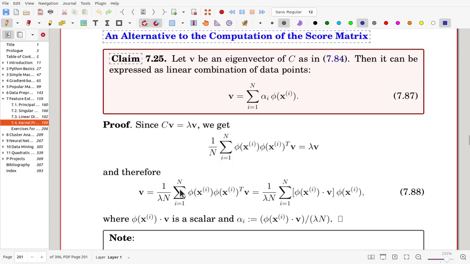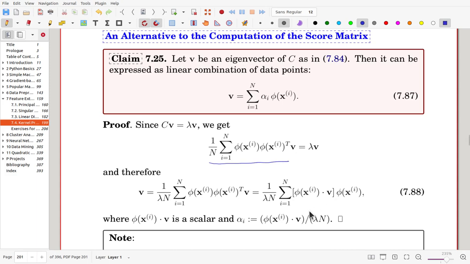Here is a proof. We start with C v equals lambda v, and by using the definition of C, this portion is C. Now this dot product will make a scalar. To use that, we start with v divided by lambda, that is 1 over lambda n, and this portion is a scalar, so we put it over there.